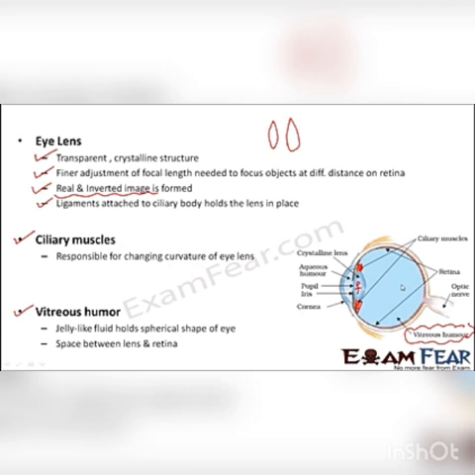Now again, when you inflate it by putting air inside the balloon, again the air inside helps to maintain the shape of the balloon. Similarly here also, this jelly-like fluid helps to maintain the spherical shape of the eye. So the entire space between the lens and the retina, which is a huge space, that entire space is filled with this fluid that is called vitreous humor.